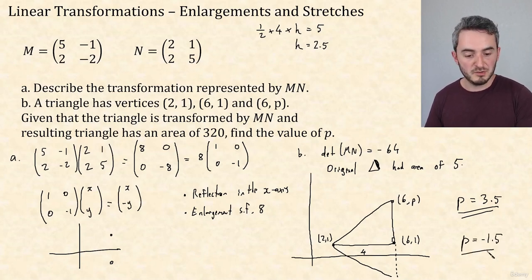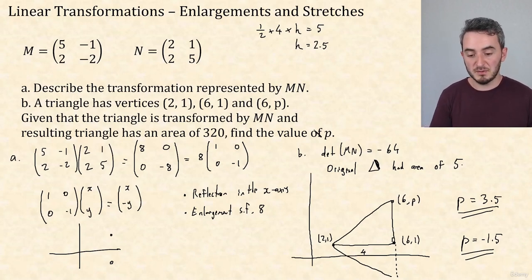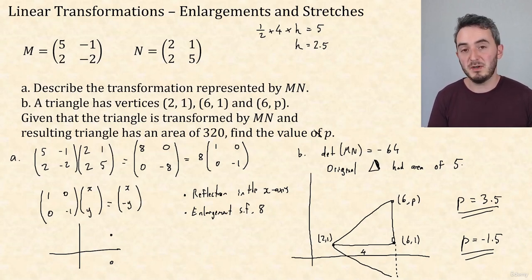Now, I just wrote this question, and in an exam you'd probably have it specified whether it was either 2 values of p or just the positive value, but both of those are legitimate values because both of them have an area of 5, and when you multiply that area by the determinant or the scale factor of 64, you do indeed get an area of 320.